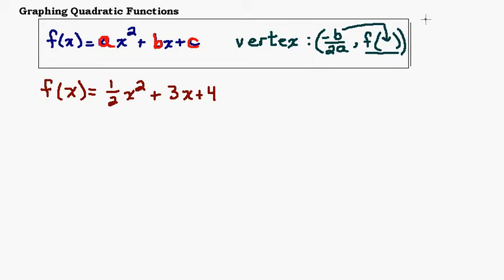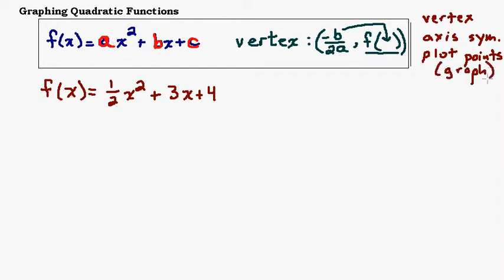Remember, what you want to do is find the vertex. Then you want to find the axis of symmetry. Then you want to plot some points. Do a graph. I guess I should have just said graph. And then determine the domain and the range. And when you're ready, go ahead and start the video.